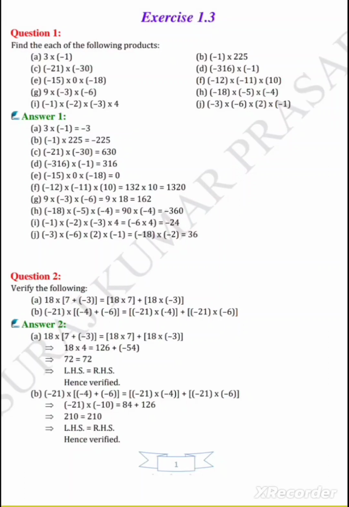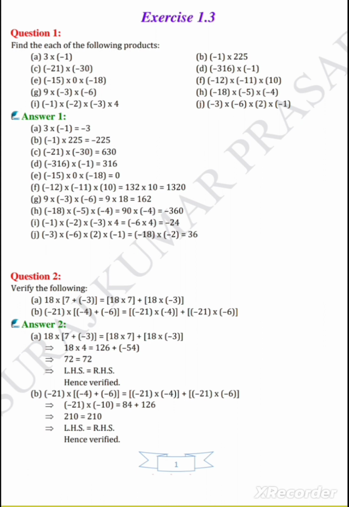Exercise 1.3. Question number 1. Find each of the following products. A. 3 into minus 1. As we know, plus into minus, and 3 into 1 is equal to minus 3. B. Minus 1 into 225. Minus into plus is equal to minus, and 1 into 225, we get minus 225.